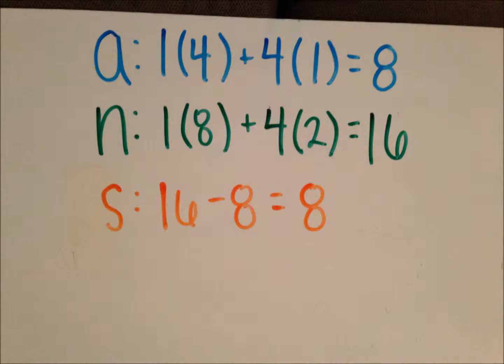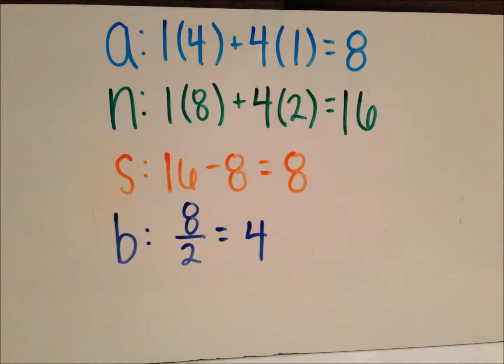As I said before, to get the value of S, you take the value of N, which is 16, minus the value of A, which is 8. The resulting answer is 8. To find the value of B, you take the value of S, which is 8, and you divide that by 2. When you divide 8 by 2, you get 4.